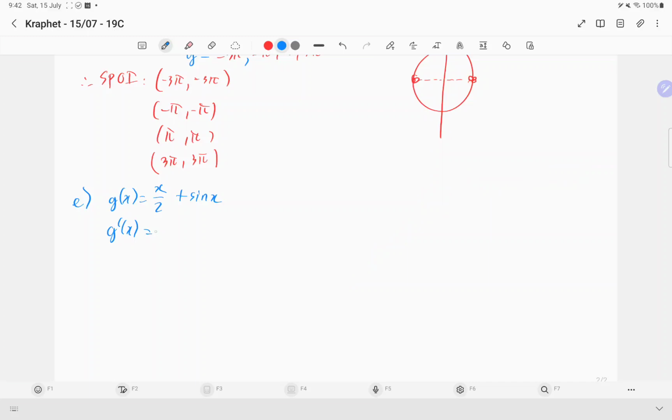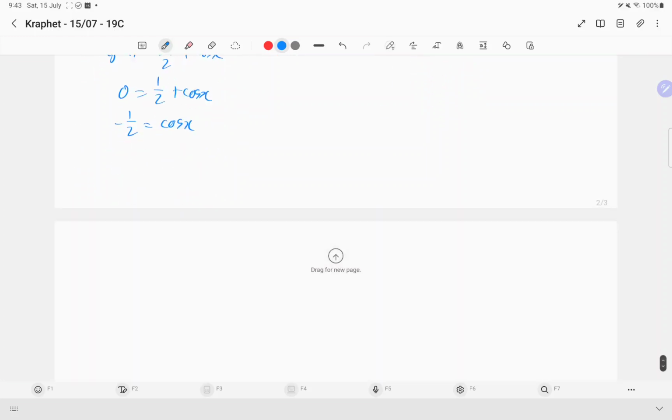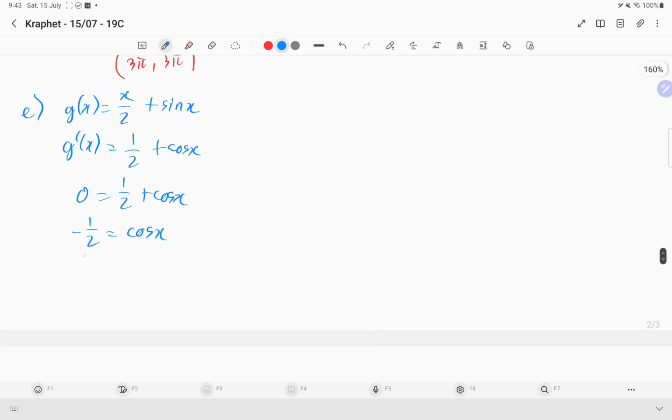So it'll be 1 over 2 plus cos x, and that equals 0. And I said that earlier, right? There will be 4 answers. See, that's the idea of how you can practice your techniques without even having to do the questions. Just try to remember what techniques will be related to these questions. So cos x is negative 1/2.